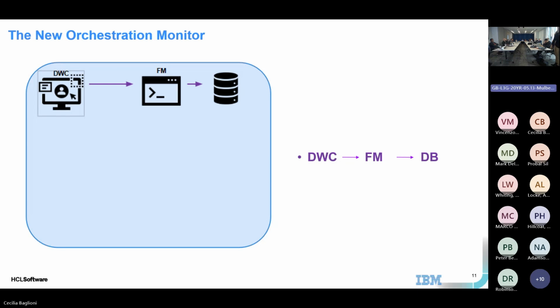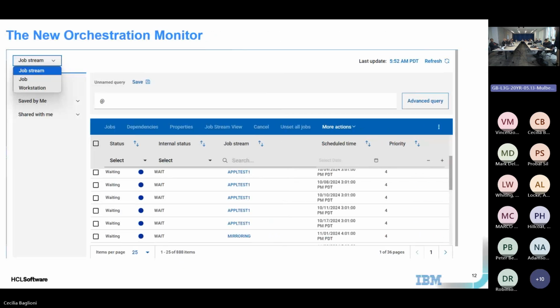You can access the data inside the database from the new orchestration monitor. In this case, the REST API is the query that goes directly to the database. So the flow starts from the Dynamic Workload Console to the federator and ends on the database. We can see a picture of the new orchestration monitor.